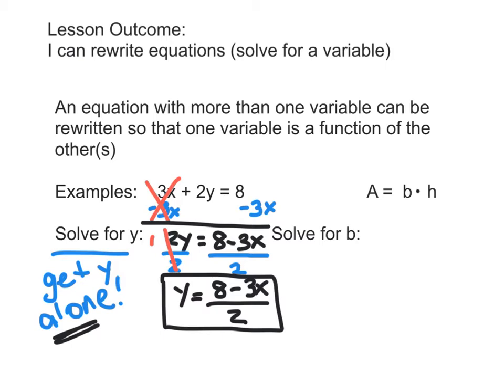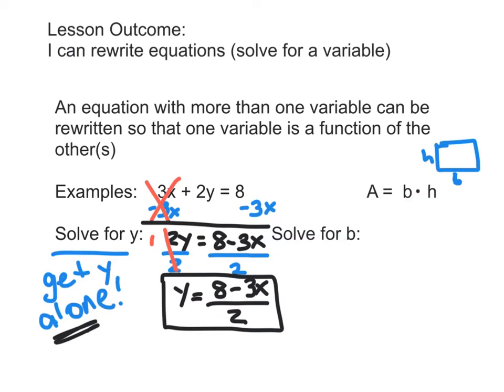The second example says solve for b. Let's see that. So area equals b times h. This is the area formula for a rectangle, for example, or a parallelogram. So if the area is the base length times the height, there it is, and we want to solve this for b. Again, we take a look at where our b is. Here it is. We need to get b alone. That's what solve for b means.